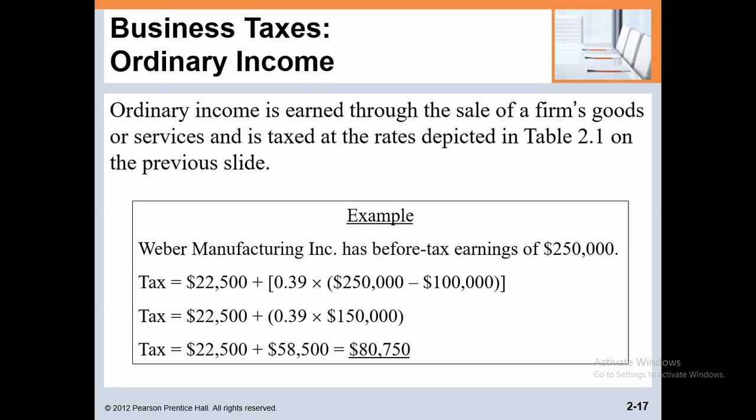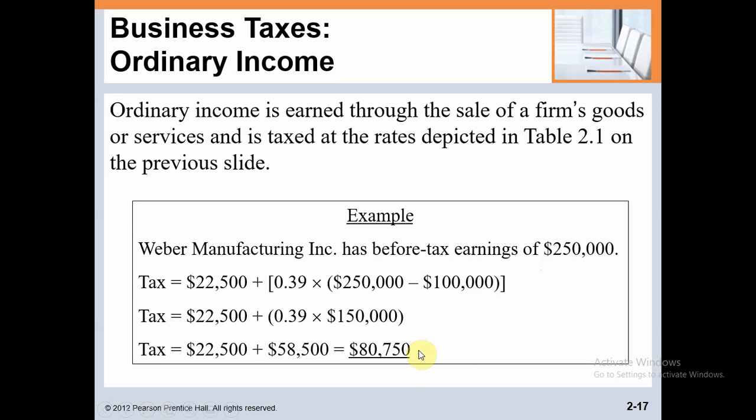The first one is ordinary income. What is ordinary income? Ordinary income is earned through the sale of firm goods or services and is taxed at the rate depicted below. So ordinary income is the income you generate from your business, from the sale and purchase of your goods. For the calculation of business taxes, you simply multiply the total amount you earn by 0.39. At the end you can calculate your taxed amount.